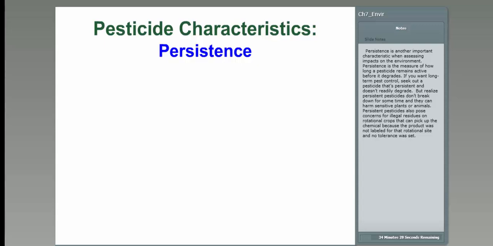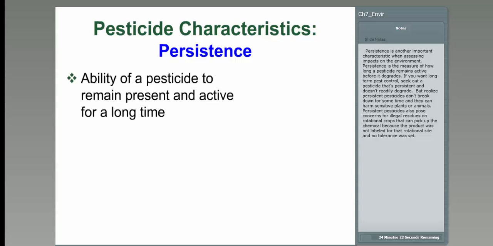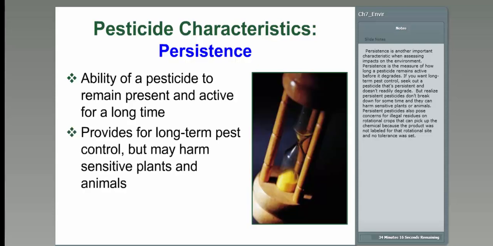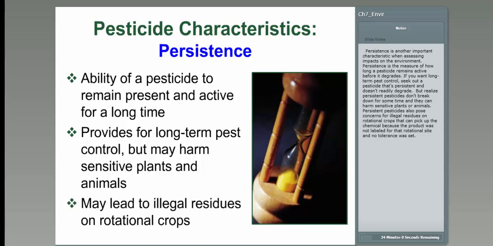Persistence is another important characteristic when assessing impacts on the environment. Persistence is the measure of how long a pesticide remains active before it degrades. If you want long-term pest control, seek out a pesticide that's persistent and doesn't readily degrade. But realize persistent pesticides don't break down for some time, and they can harm sensitive plants or animals. Persistent pesticides also pose concerns for illegal residues on rotational crops that can pick up the chemical because the product was not labeled for that rotational site and no tolerance was set.